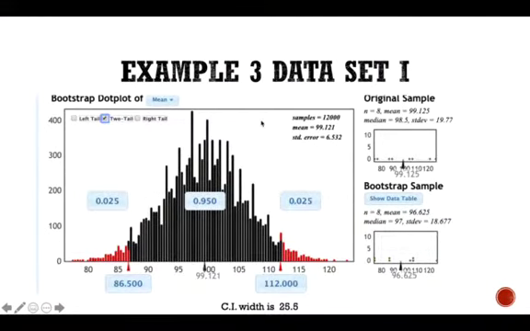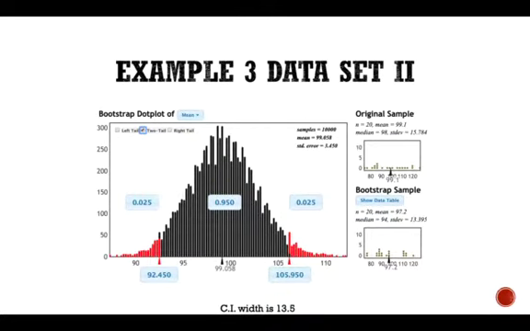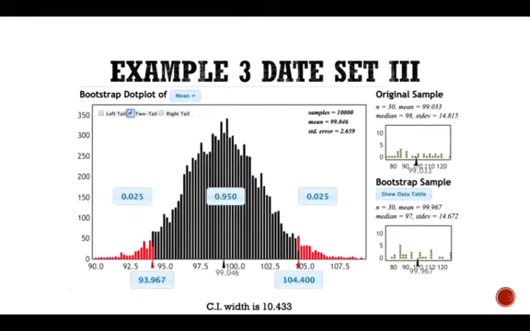Well, in my example, I had a width of 25.5 for my first set, 13.5 for the second, and 10.433 for the third. As the sample sizes increase, the confidence interval is more precise, meaning that the width of the confidence interval will get more narrow. So if I want a more narrow confidence interval, I have to have a larger sample size in order to be within that same level of confidence.